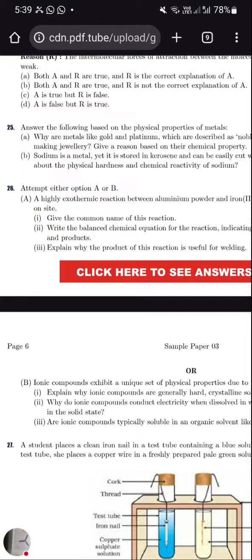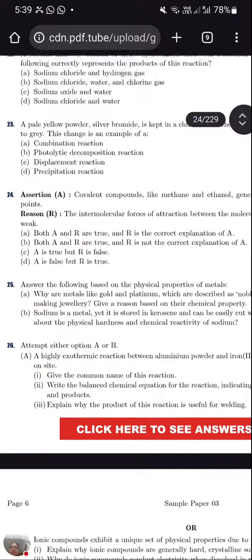Okay, sodium is highly reactive and soft, so it can be easily cut with a knife. Okay Vivek, next, we left 2 MCQs over here.